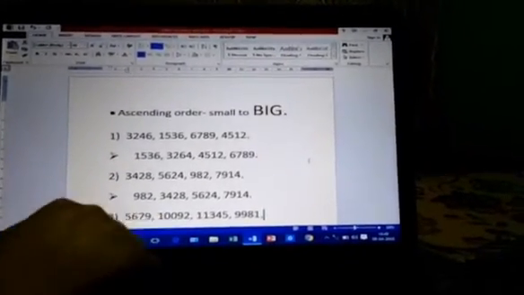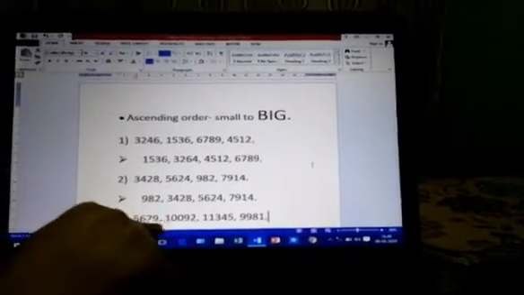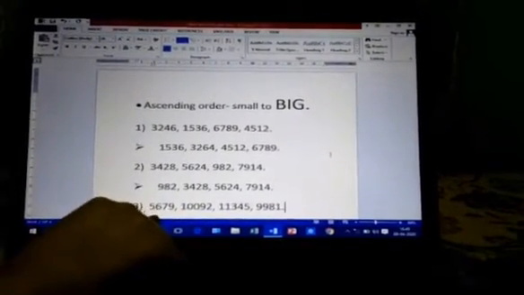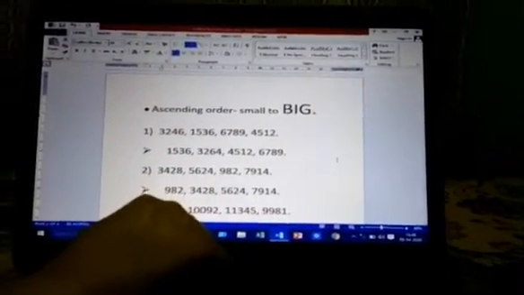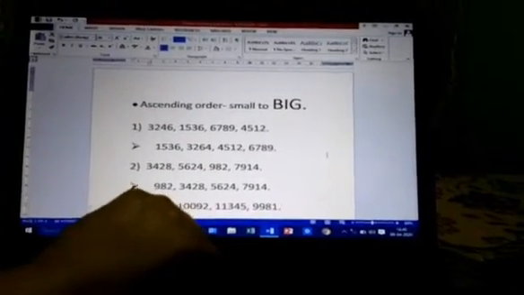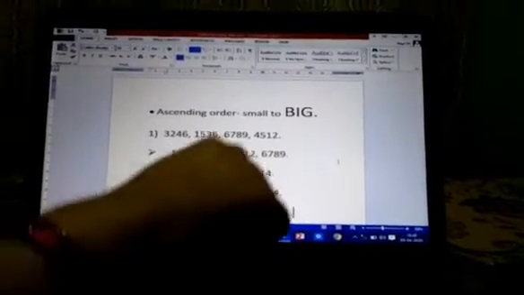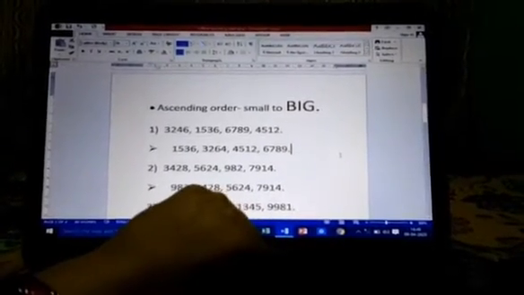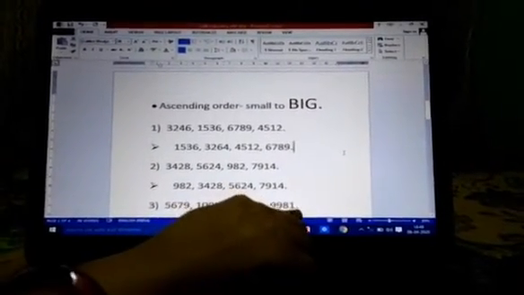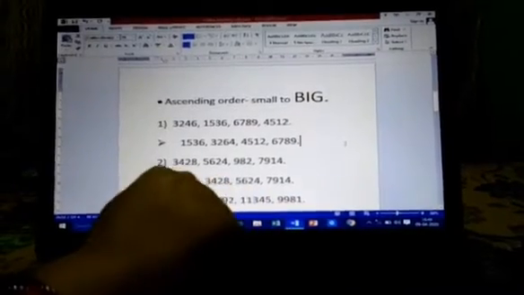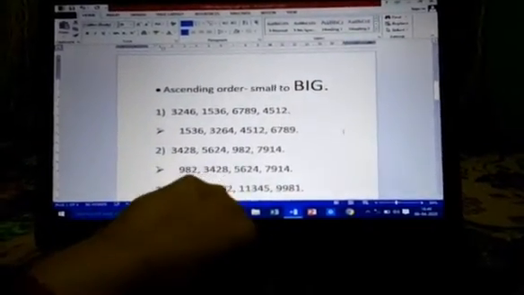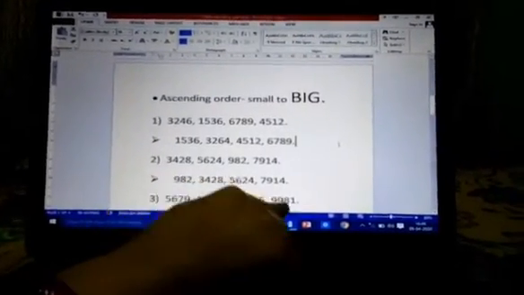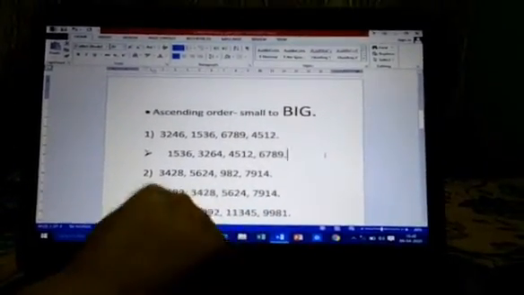Question number 3, again first what we are going to do, we are going to count the number of digits. 1, 2, 3, 4. We are having 4 digits over here. And second number 1, 2, 3, 4, 5. Oh, we are having 5 digits. Third number 1, 2, 3, 4, 5. Again we are having 5 digits, and 1, 2, 3, 4. We are having 4. So 2 numbers we are having of 4 digits, and these 2 numbers we are having of 5 digits. So first we will compare between these 2 numbers having 4 digits.